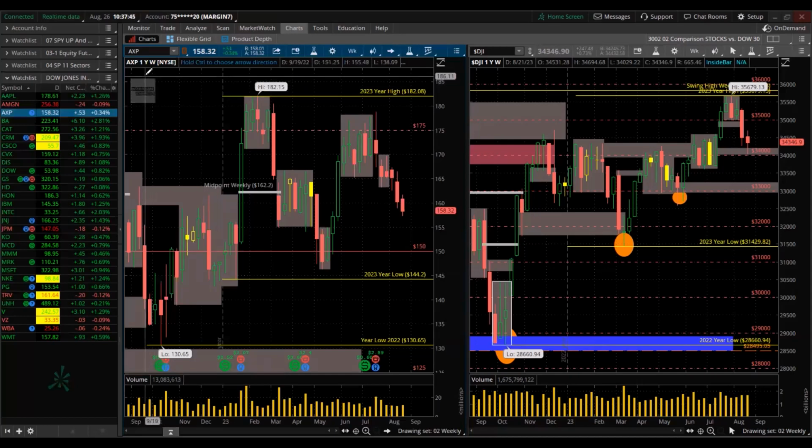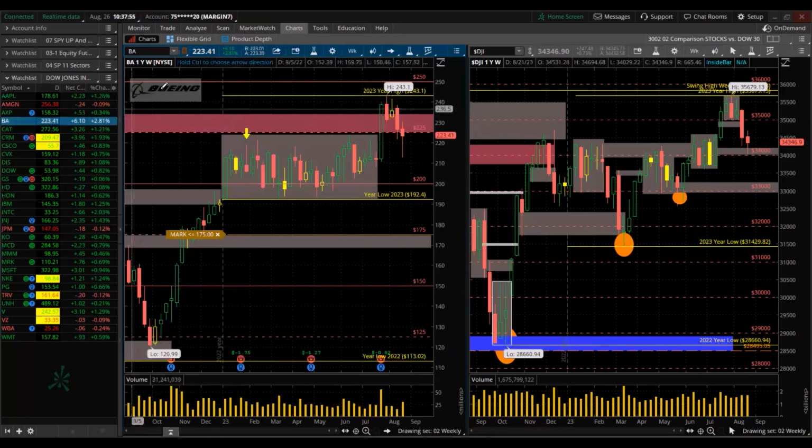Alpha, X-Ray, Papa, the financials, American Express. Here's the high for the year. Here's the low for the year. Made a lower low, lower high. The trend is still down. Bravo, Alpha. High of the year, low of the year. Not a big trading range.